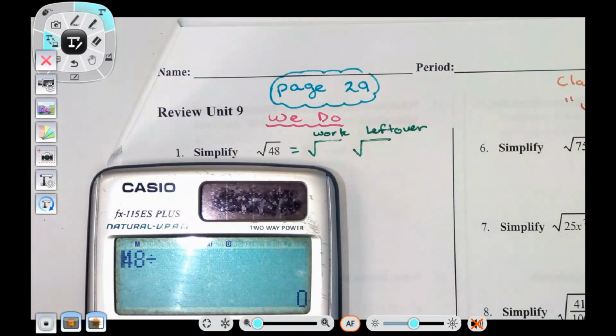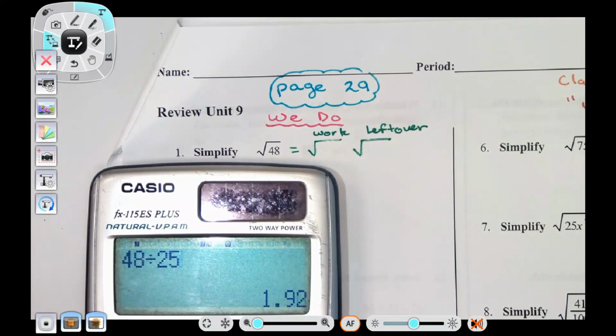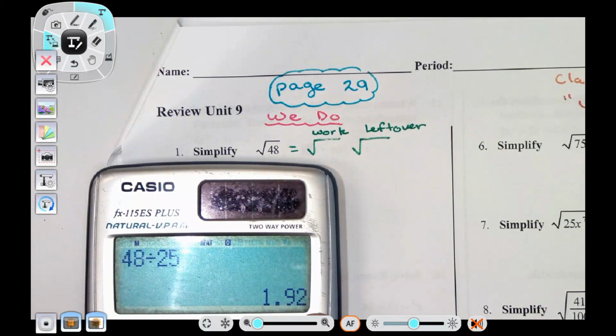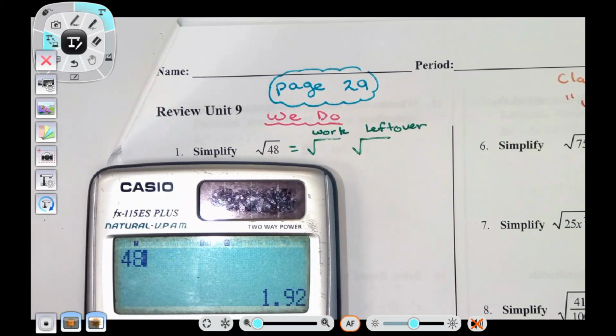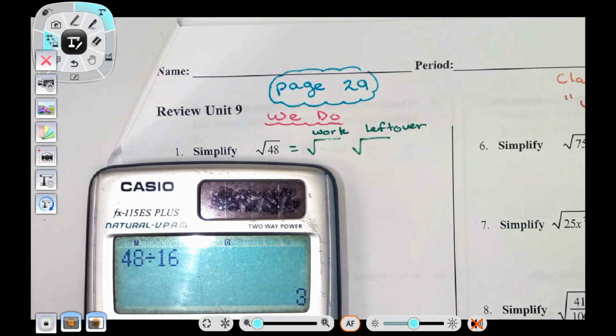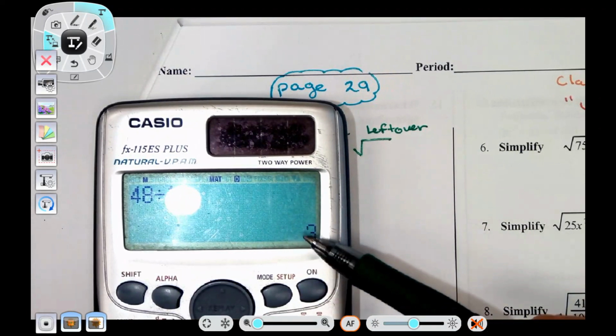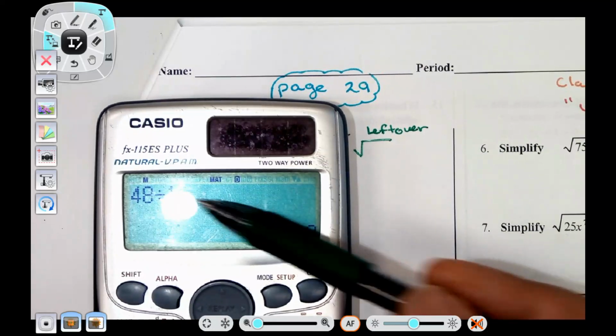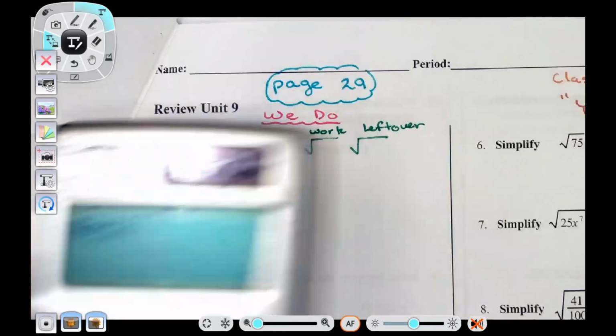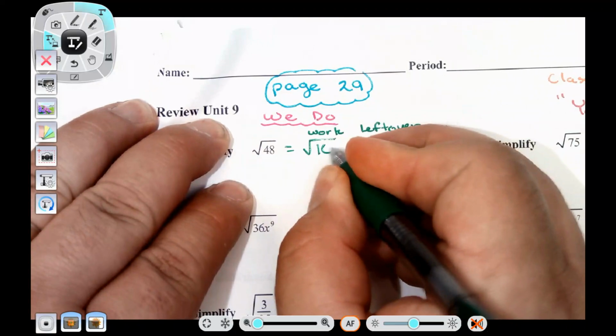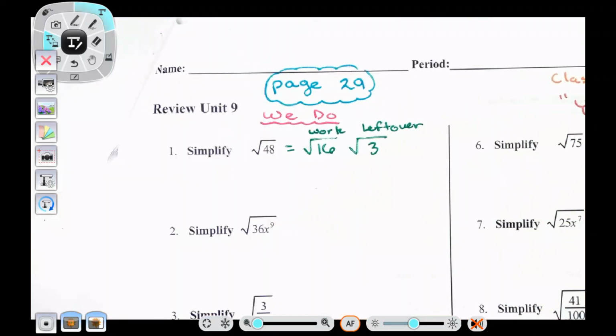All right, so 48 divided by 25. And nope, that didn't work. We got a decimal for it. So here I go again, 48 divided by the next number on the list, 16. And there it is. Look at that, just two tries. We are going to be using the two numbers. No, it's not just the 3. It's the 16 and the 3. The 16 is the one that's on my list. The 3 would be my leftover.